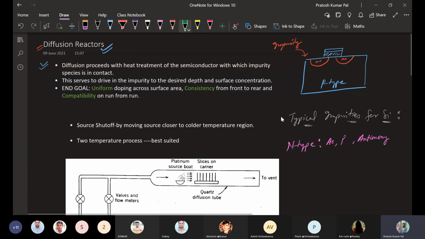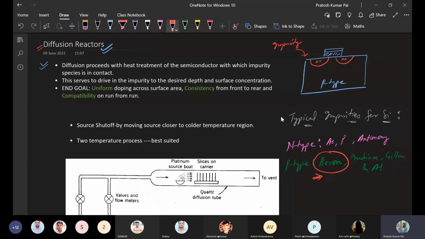Similarly, if we want to go for p type of doping, then we will go with boron, indium, gallium, and aluminum. And the most frequently used p-type dopant is boron.